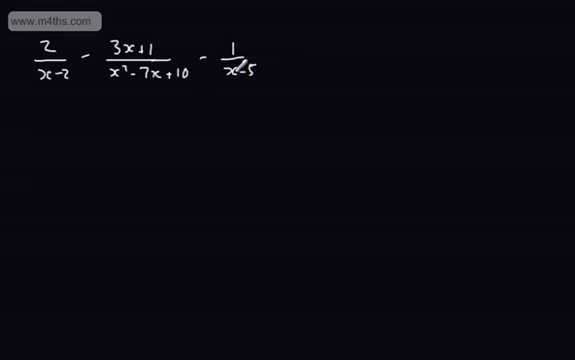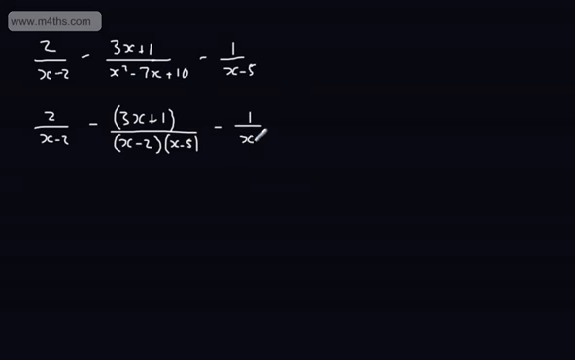So we might be asked to express this as a single fraction. So let's go ahead now and factor this. So I've got 2 over x minus 2 minus 3x plus 1, which I'm going to put in brackets now, just so when we're actually combining this, we don't go ahead and do anything silly. We've got now x minus 2 and then x minus 5. That now is the denominator of this fraction factored. Then we've got 1 over x minus 5.